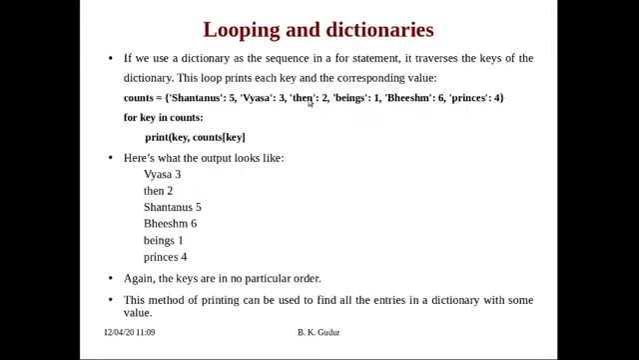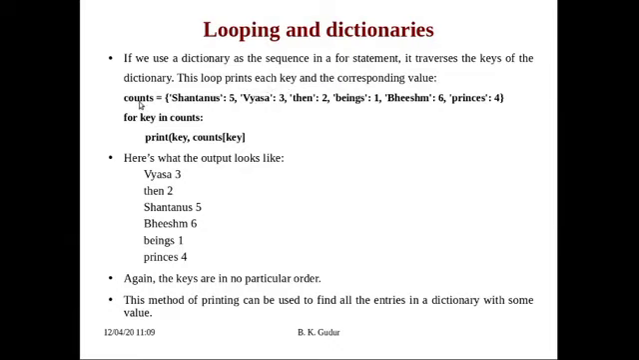Let us see, looping and dictionaries. If at all we want to display something like this, then we should add looping and dictionaries. Here, if we use a dictionary as a sequence in a for statement, it traverses the keys of the dictionary. This loop prints each key and corresponding value.